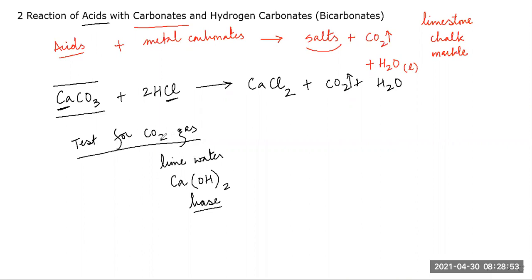So carbon dioxide is passed through lime water. It turns milky. Whenever carbon dioxide is passed through lime water, the lime water will turn milky. Why? Because white precipitates of calcium carbonate will be formed.